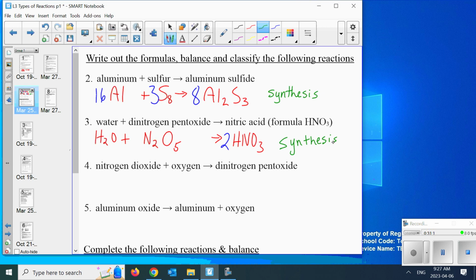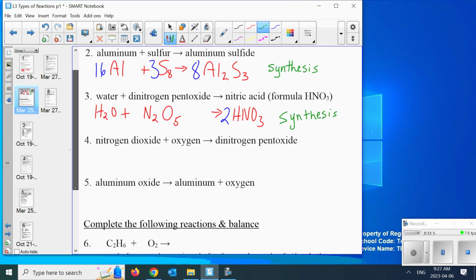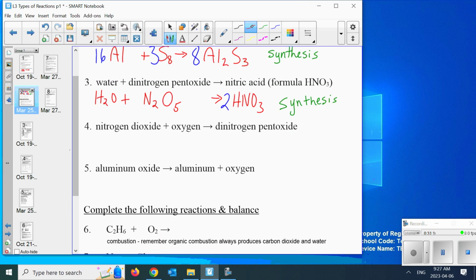The new thing isn't hard, it's the balancing. Nitrogen dioxide. Nitrogen, N. You never start with mononitrogen, that's just N. Di, 2, so oxygen, O2, oxygen as a lone element, not in a compound. Dinitrogen, N2. Pentoxide. Hey, we just had that.